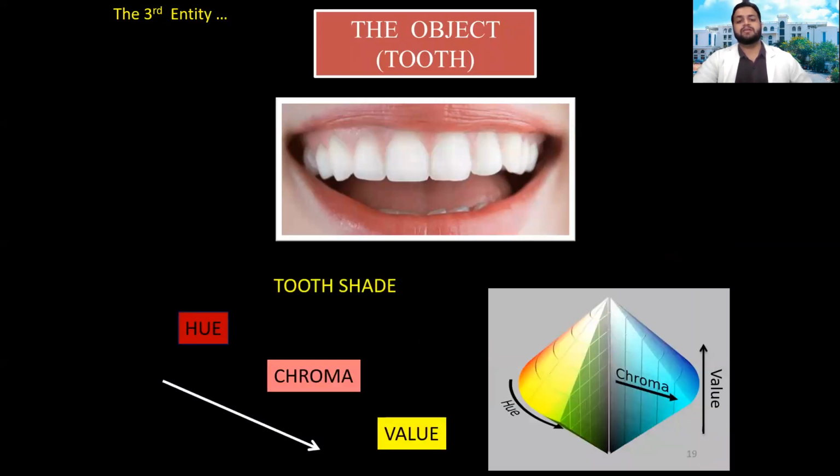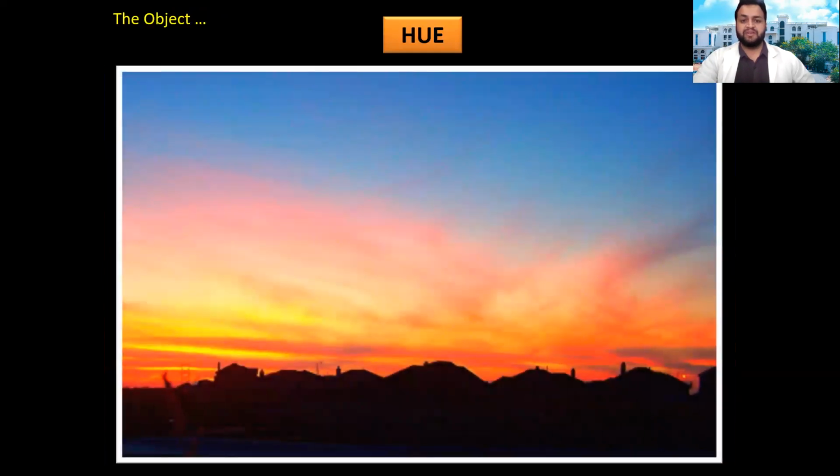Now we move on to the object, that is the third entity, the tooth. The tooth shade basically consists of three components in color. All of you basically know, we have discussed this in your second year graduation level topics. You know what is hue, chroma, and value. These are the three basic entities that are very important in determining a color for an object. So we start with hue.